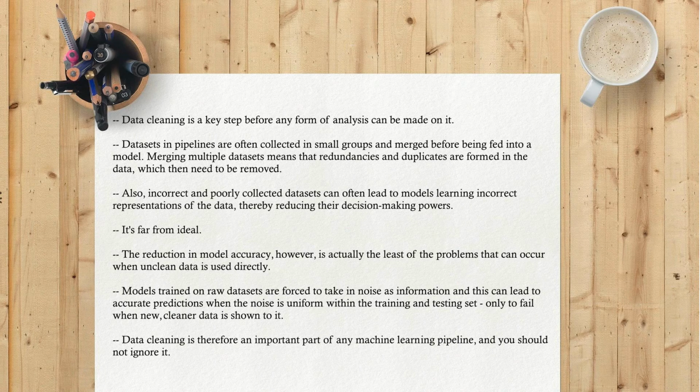It's far from ideal. The reduction in model accuracy, however, is actually the least of the problems that can occur when unclean data is used directly. Models trained on raw datasets are forced to take in noise as information, and this can lead to accurate predictions when the noise is uniform within the training and testing set, only to fail when new, cleaner data is shown to it. Data cleaning is therefore an important part of any machine learning pipeline, and you should not ignore it.